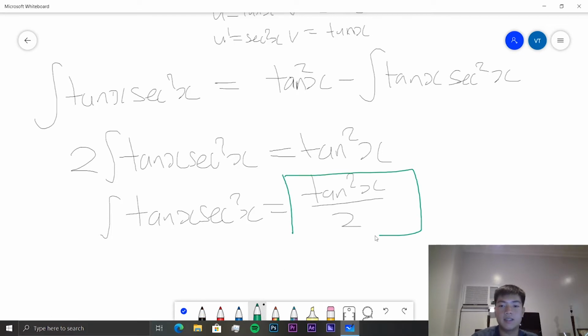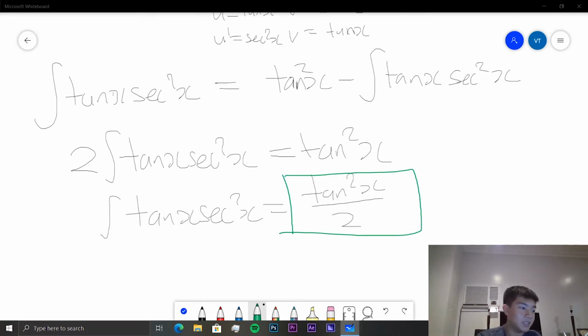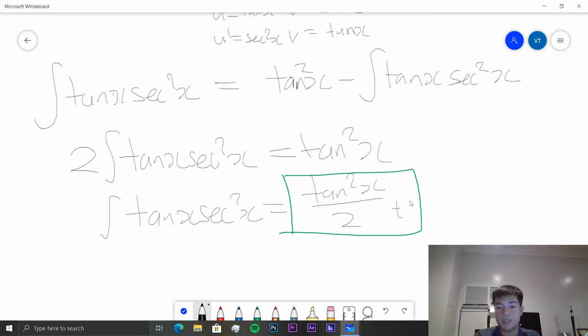And so that's cyclic integration by parts in a nutshell. It's where we integrate the expression by parts twice or once to give an expression involving the same integral, and then it allows us to isolate I. So yeah, tan squared x over 2, of course, plus c.